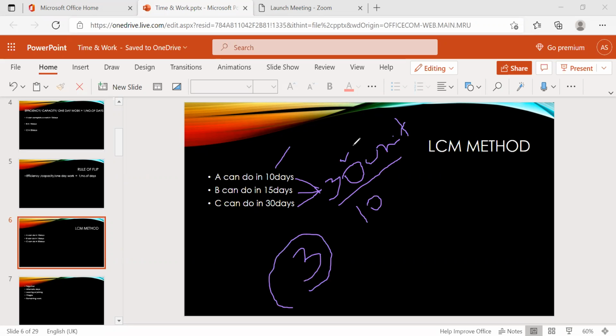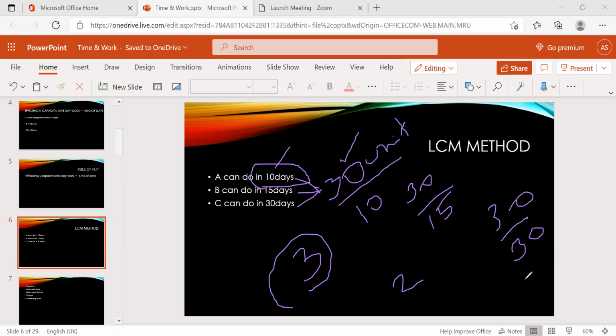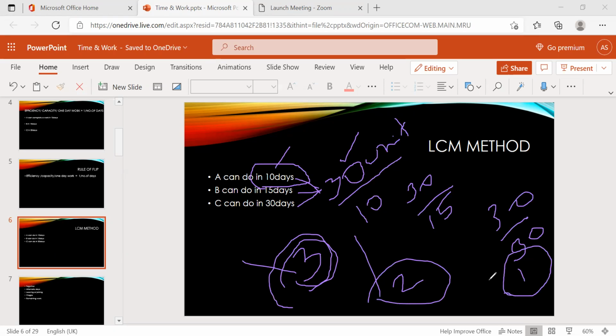If there are 30 apples totally, and he can complete the 30 apples in only 10 days, that means he can eat 3 apples every day, right? So 30 by 15, 2 apples; 30 by 30, 1 apple. This is efficiency, or nothing but one day work. This is the important thing.